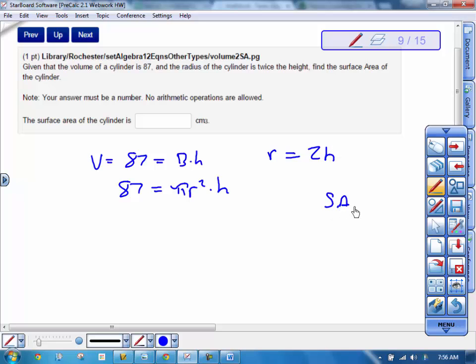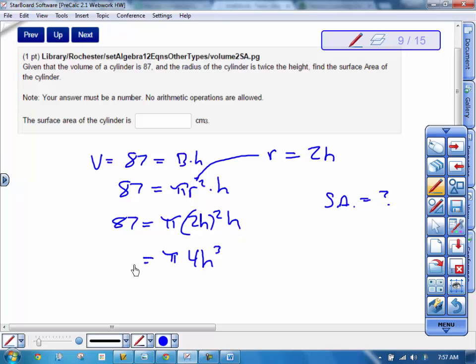Now let me find the surface area. So I'm not going to do this whole problem, but I'll just give you what you should do. If you plug in r to get rid of this from this equation, you'd have 2h squared times h. Now this equation allows you to solve for h. Obviously it turns into 4h cubed if you square both these and then multiply by h. And then you can just solve for h right there. Then you'll have h and r, because you know that if you have h multiplied by 2, you get the radius.